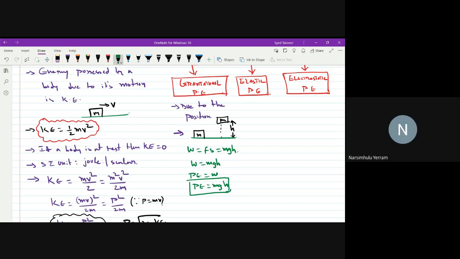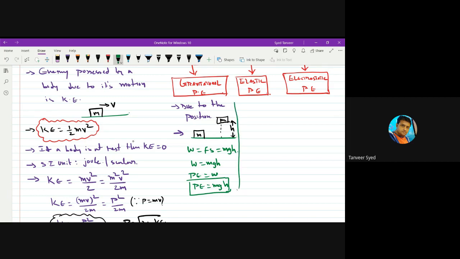Sir, this is only the case of gravitational force? Yes, bodies get gravitational potential energy only due to gravitational force. So this is how bodies get gravitational potential energy, and the general formula to calculate it is mgh. Many students remember like potential energy is mgh, potential energy is mgh. Not all potential energies are mgh. Only gravitational potential energy is mgh.